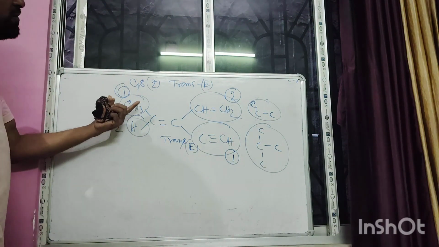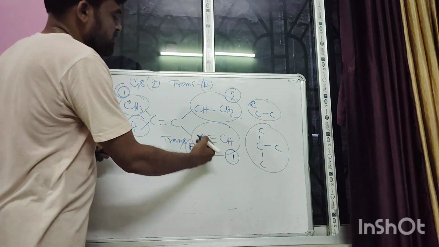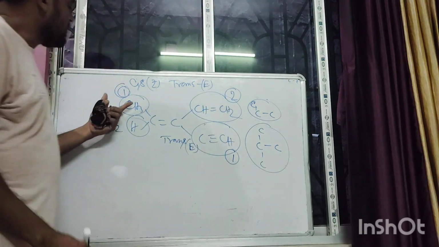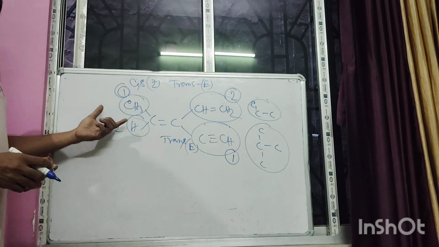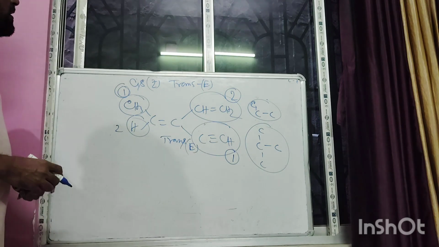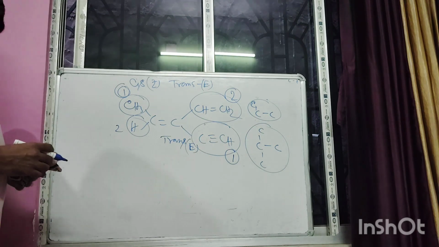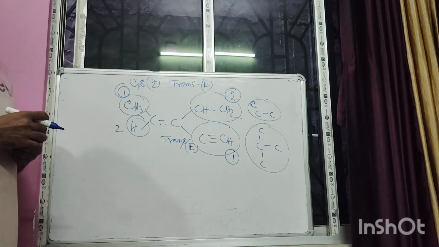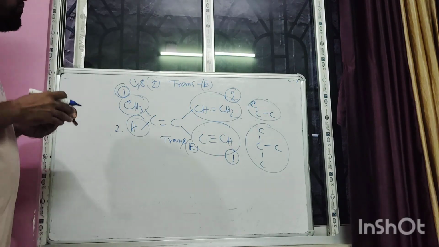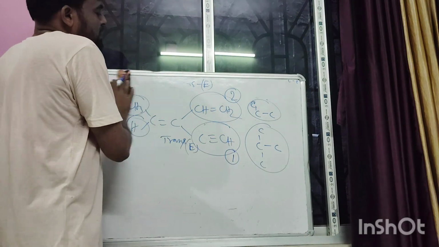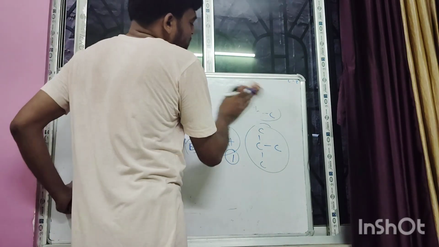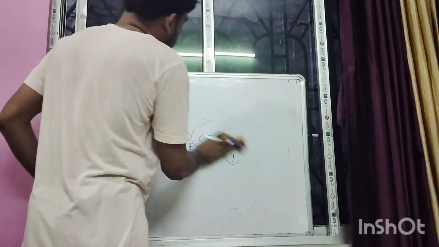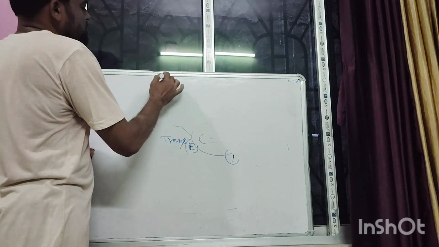And the other is the Z isomer or cis isomer, if C triple bond C is in the upper position and CH3 is in the same direction. Then it is called a cis isomer. And here you also have to calculate the number of geometrical isomers. To find out the number of geometrical isomers, there is a formula.